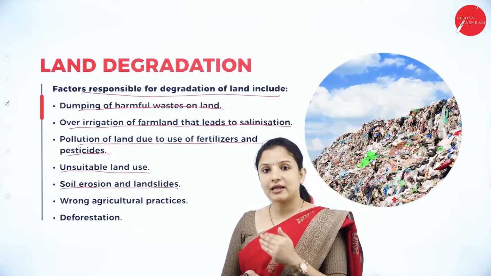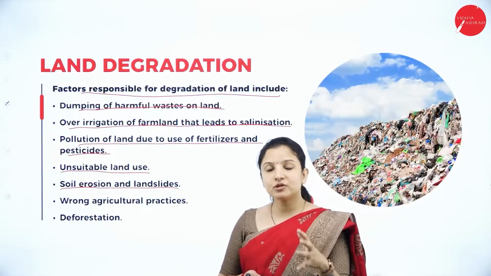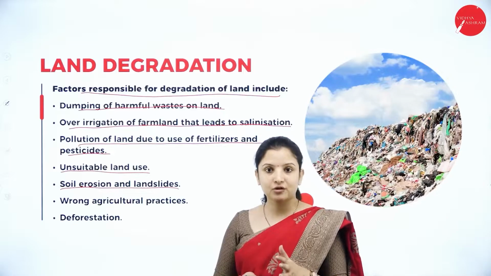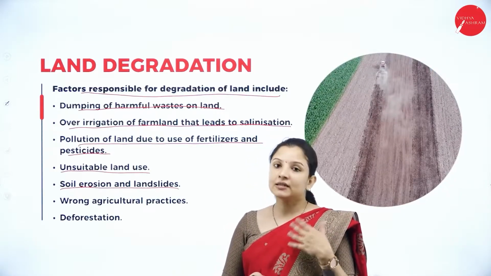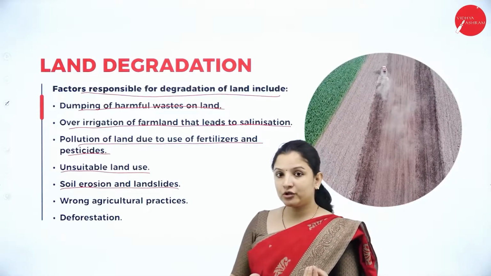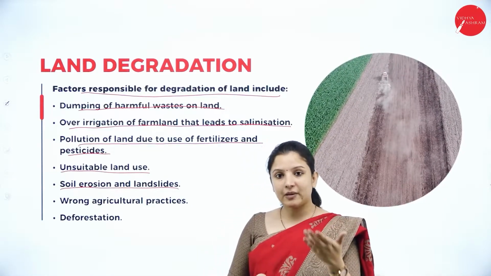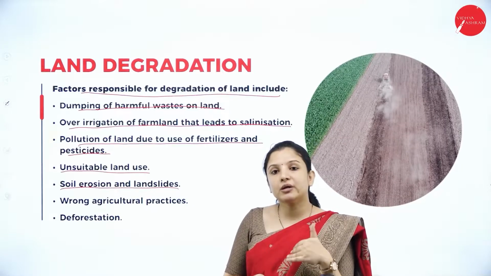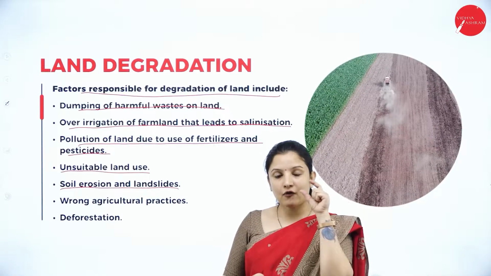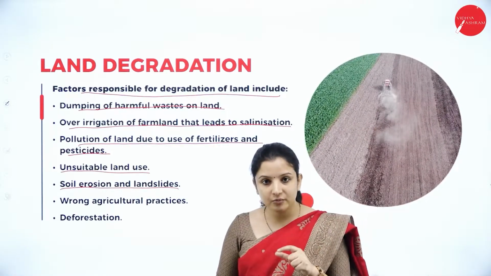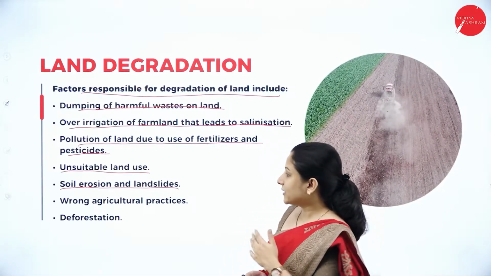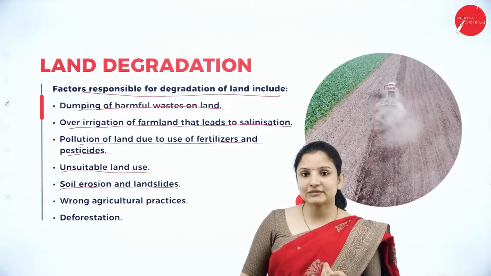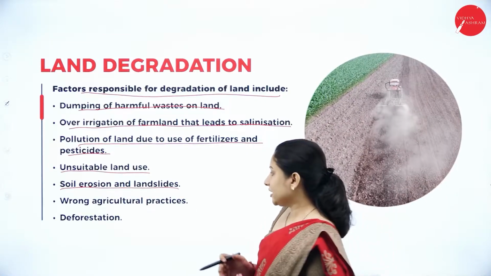So soil erosion and landslides will remove the fertile property of the soil and therefore make it unsuitable for the growth of the plants next time. And also, I told you again, to get the soil back, to replenish the soil or to improve the fertility of the soil, for 1 inch of soil to be formed back again, it will take 200 to thousands of years, right? So that is how soil erosion and landslides can also cause land degradation.